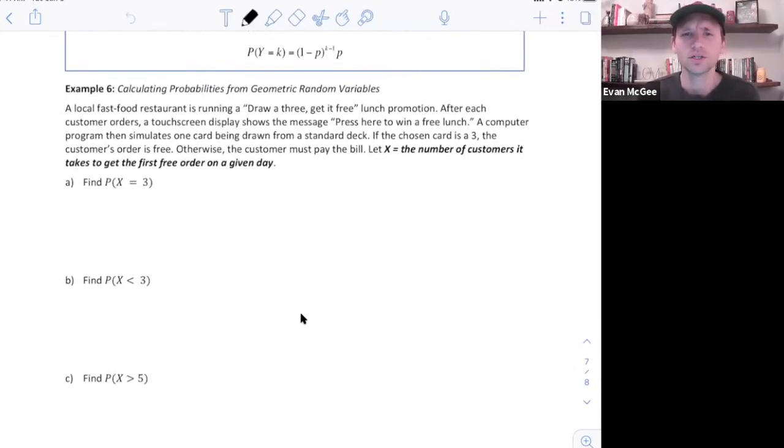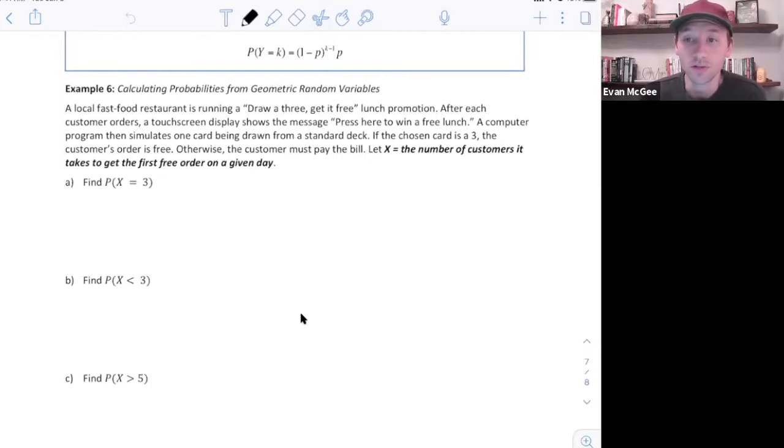A local fast food restaurant is running a draw 3, get a free lunch promotion. After each customer orders, a touchscreen display shows the message, press here to win a free lunch. A computer program then simulates one card being drawn from a standard deck. If the chosen card is a 3, the customer's order is free. Otherwise, the customer must pay the bill. So let X equal the number of customers it takes to get the first free order on a given day.